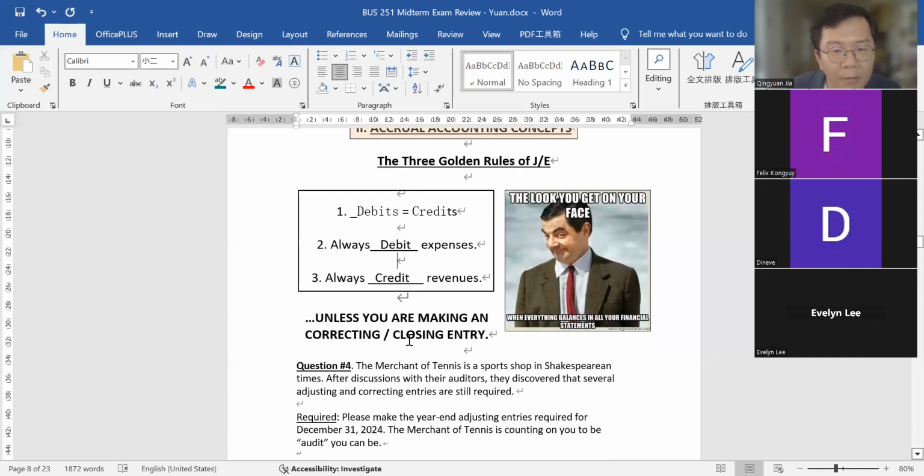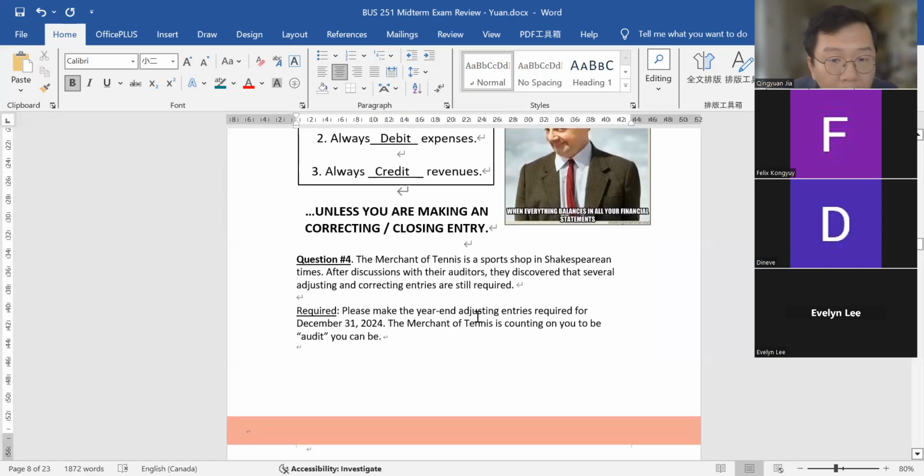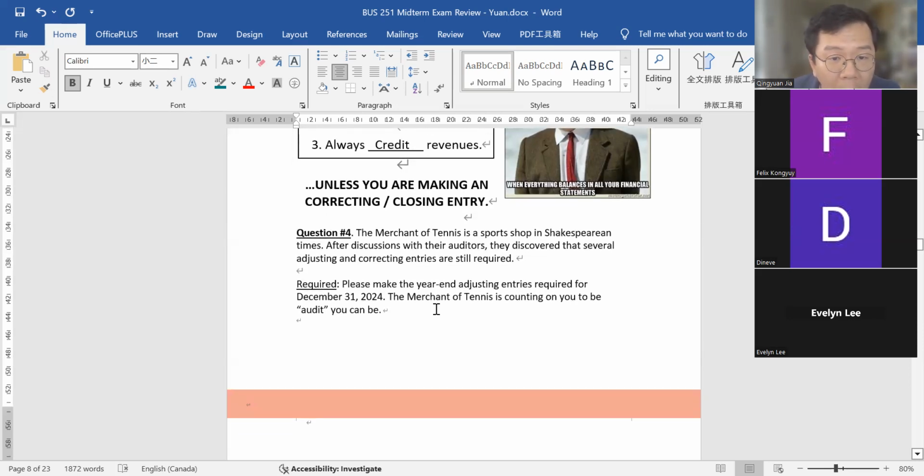But there are some exceptions. If you are making a correcting entry, an adjustment, or a closing entry, then you go in the opposite direction. You can credit expenses or debit revenues. Okay, let's talk about the next question.